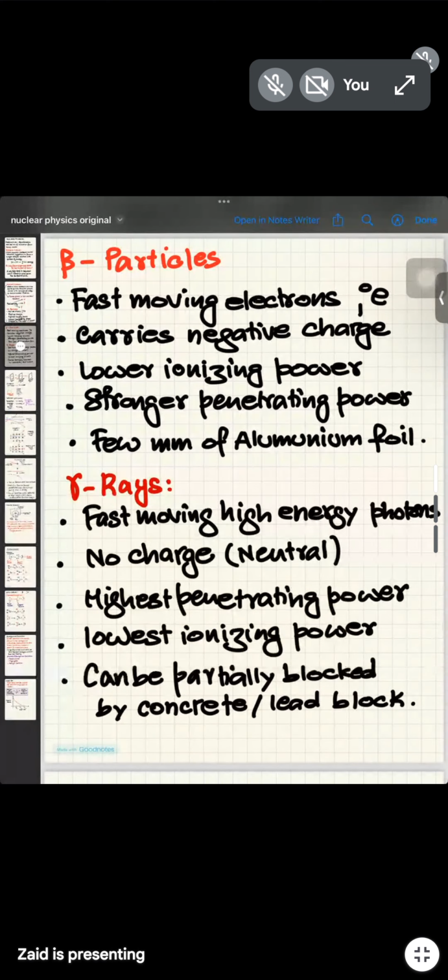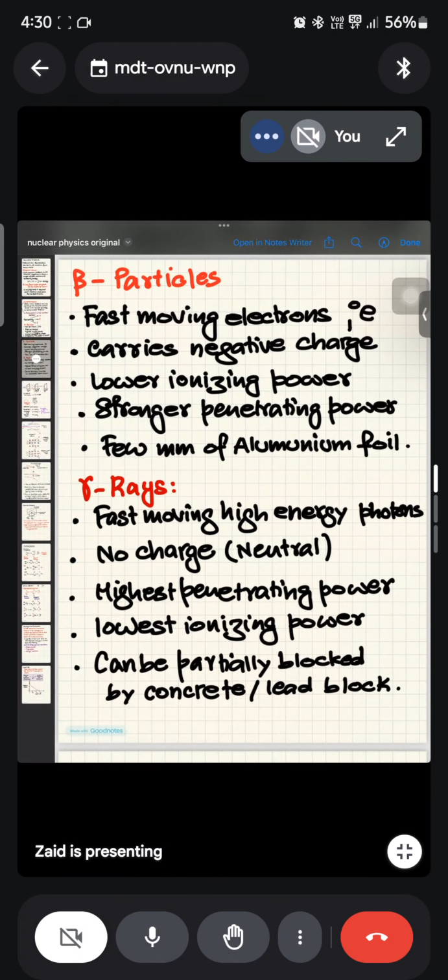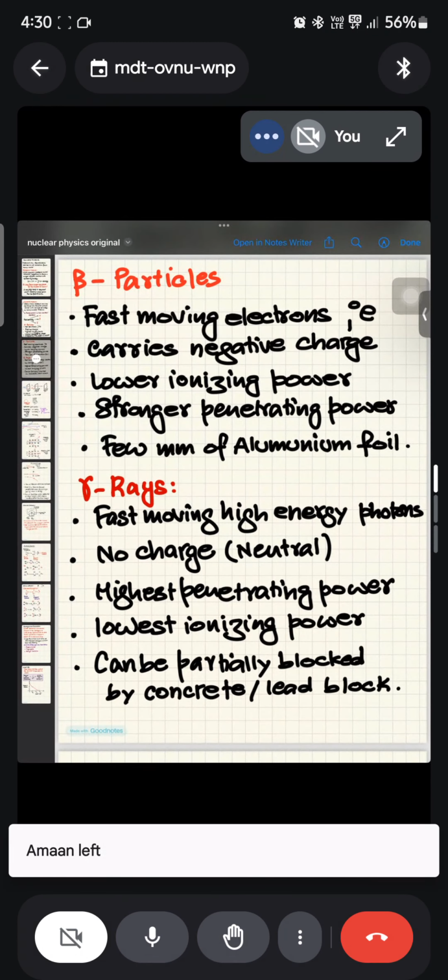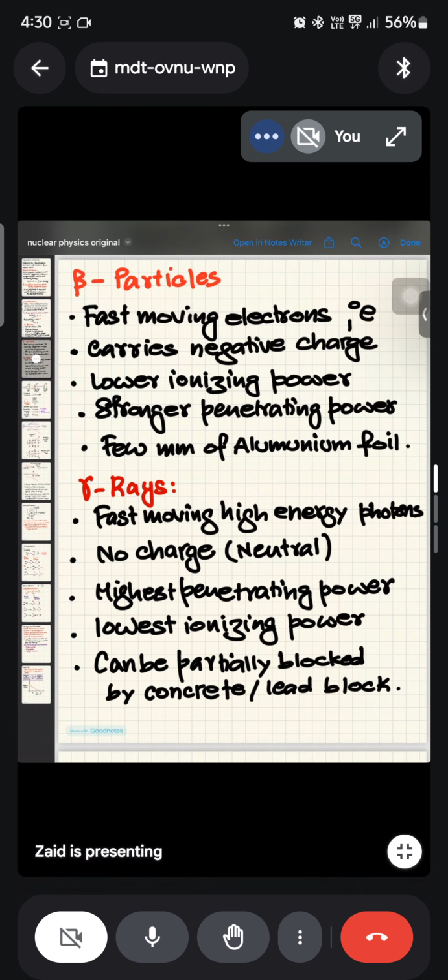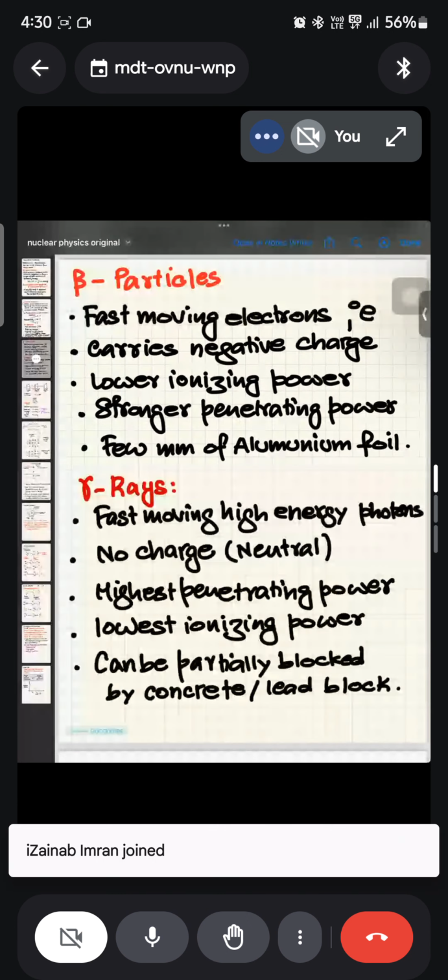Alpha particles are stopped by a thin sheet of paper, but a thin sheet of paper cannot stop beta particles, so they are going to pass through it. But as soon as you put a few millimeters of aluminum sheet, it is going to stop your beta particles. They are going to penetrate.